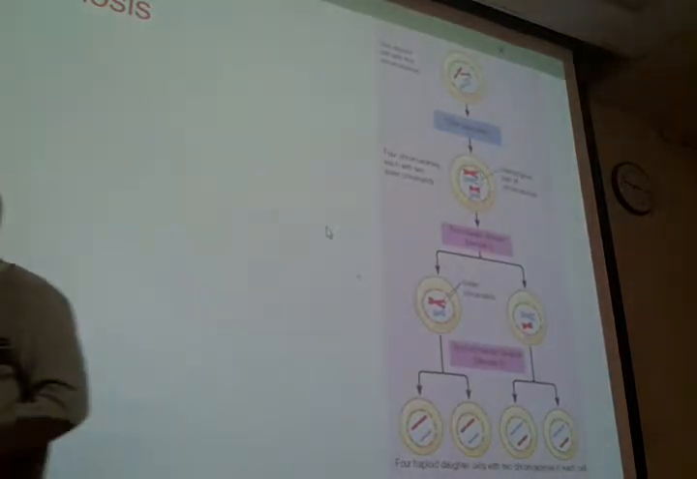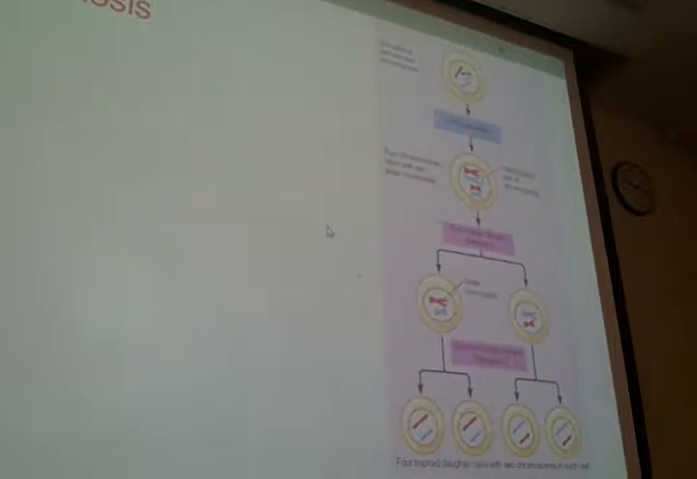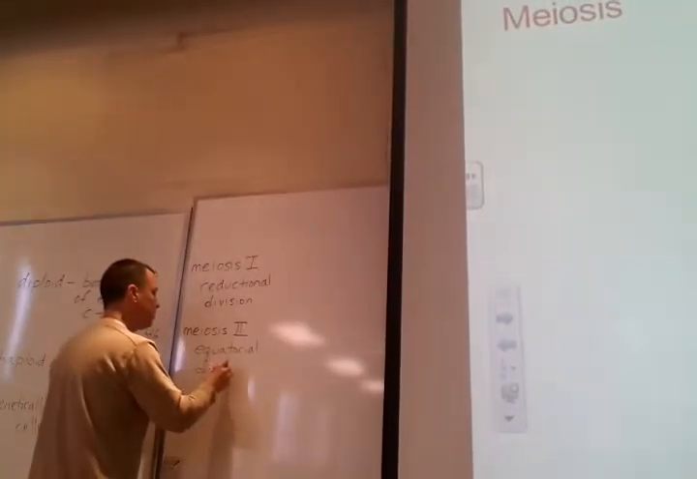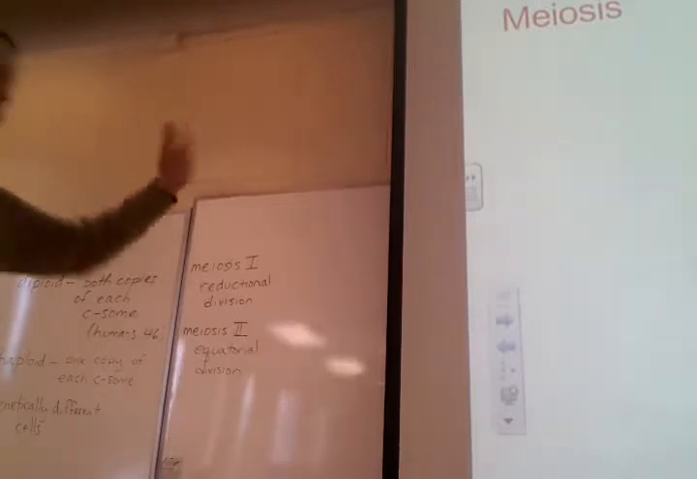And the second division is sometimes referred to as the equatorial division. And this is just going to separate the 2 chromatids from each other. And that's how we go, again, from 1 to 2 and 2 to 4.